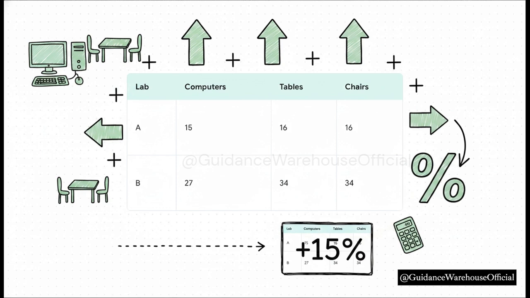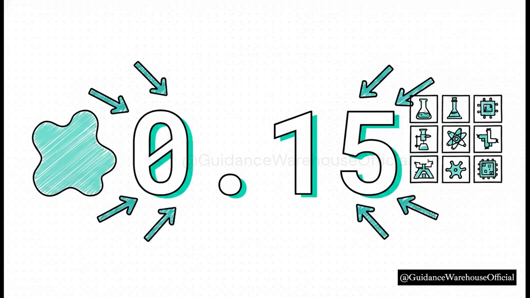We need to boost this entire inventory by 15% across the board. To increase by 15% mathematically, we use what's called a scalar. A scalar is simply a real number quantity, so in this case, 0.15. And scalar multiplication is incredibly straightforward. You just act like you're distributing this number. You multiply every single entry inside that university lab matrix by this one scalar number.